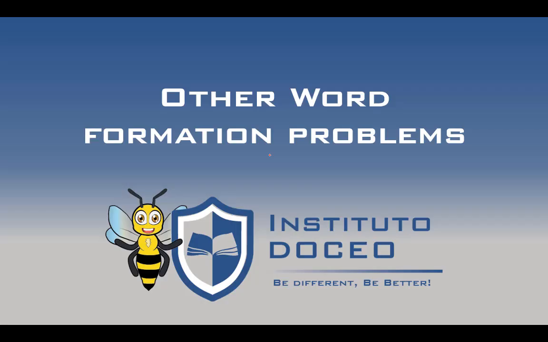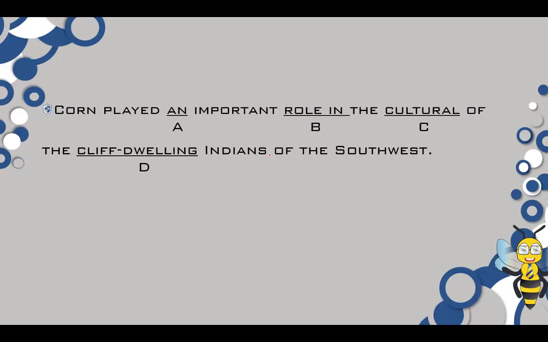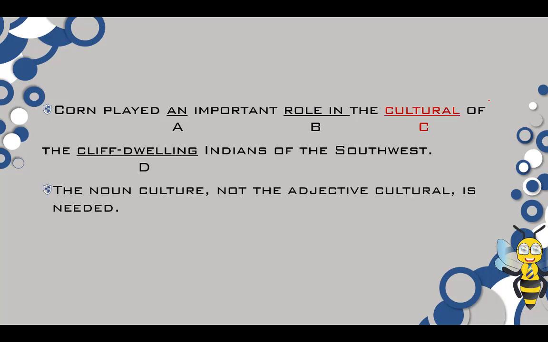Now, there are other word formation problems that you might find. Let's check this. For example, we will find something like: corn played an important role in the cultural dwelling Indians of the Southwest. In this example, which answer do you think is wrong? D? Letter D? Cliff dwelling? No, C. That's right. Letter C is the answer, because we're talking about the culture of the cliff dwelling. This is cultural, and the actual word should be culture. A noun, not an adjective.